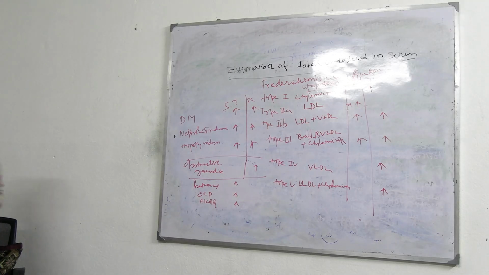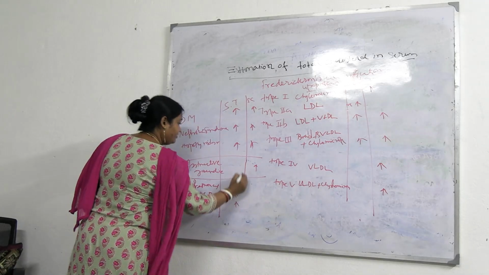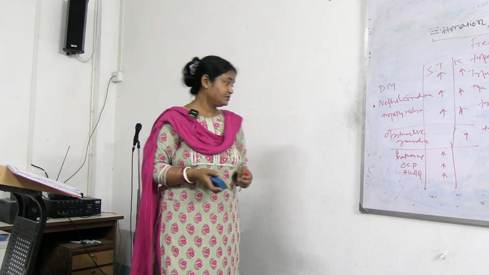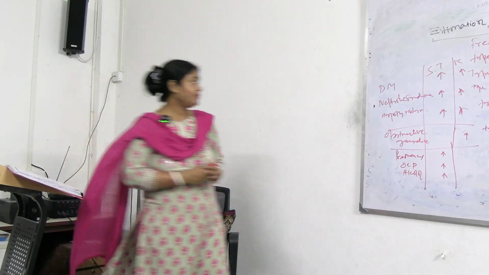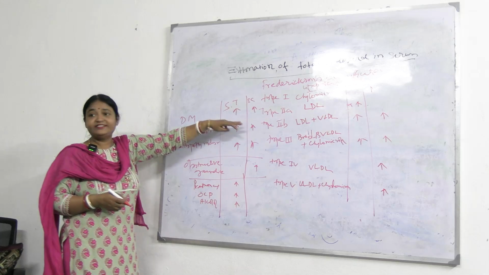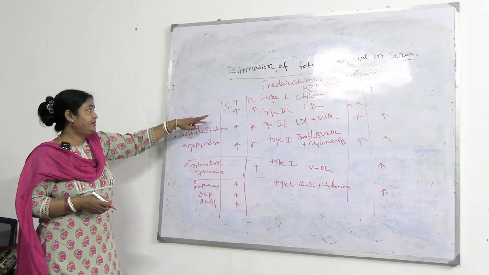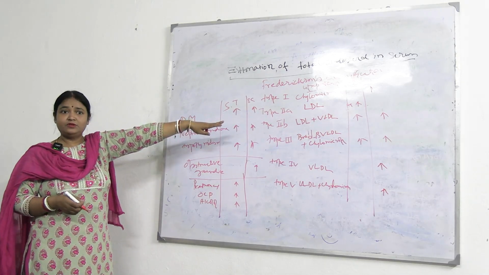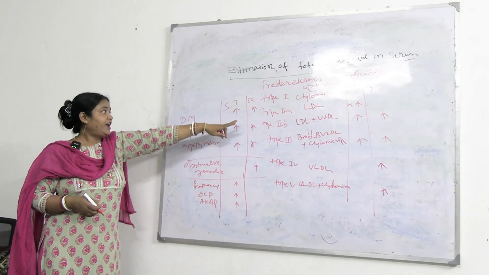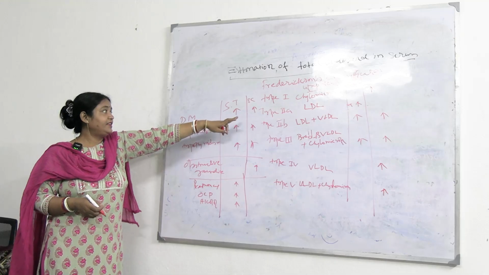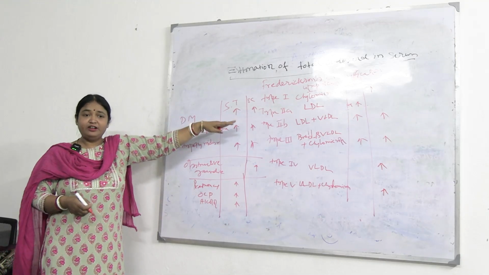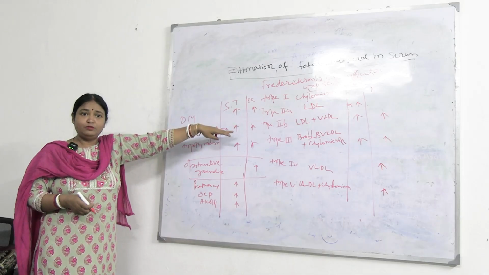Triglyceride will be increased. Here only triglyceride will be increased, no cholesterol. Whatever I told, increased acetyl CoA will form glycerol and cholesterol also. So glycerol will go for triacylglycerol formation, and cholesterol will be formed from acetyl CoA. So in diabetes mellitus, acetyl CoA is giving the two forms, so it is increasing both.